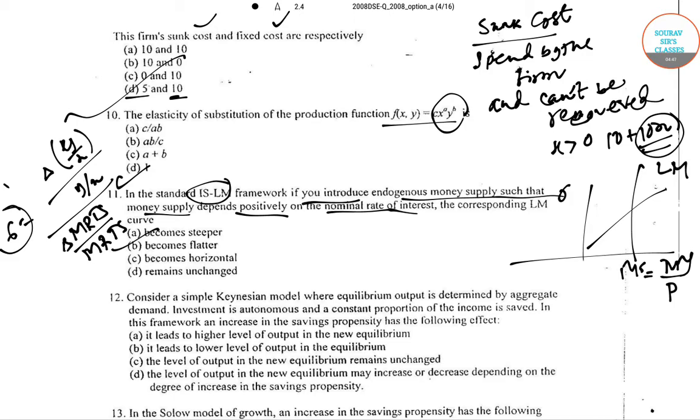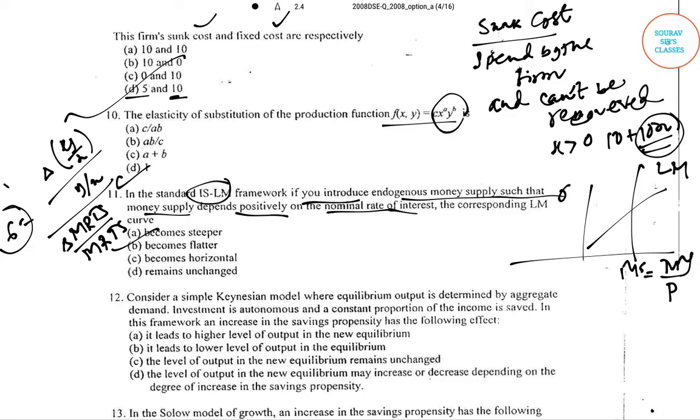Consider a simple Keynesian model where the equilibrium output is determined by aggregate demand. Investment is autonomous and a constant proportion of income is saved. So in this framework, an increase in the propensity to save has the following effect. It leads to a higher level of output in the new equilibrium. It leads to a lower level of output in the new equilibrium. Level of output in the new equilibrium remains unchanged.